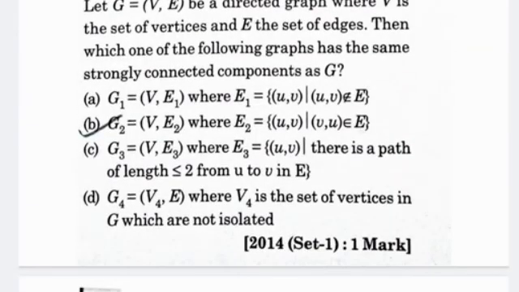Let G equal to (V, E) be a directed graph, with V the set of vertices and E the set of edges. Then which one of the following graphs has the same strongly connected components as G? There are four options: option A, B, C and D. Now come to the solution of this question.